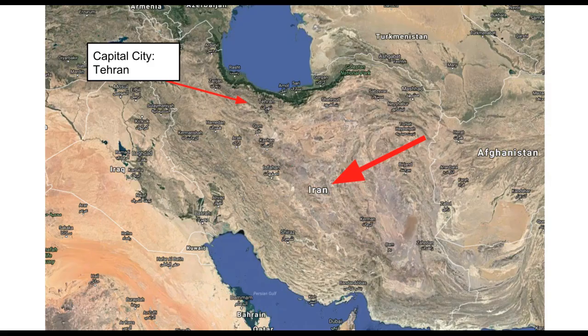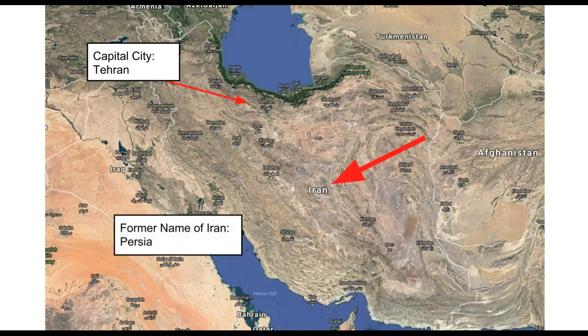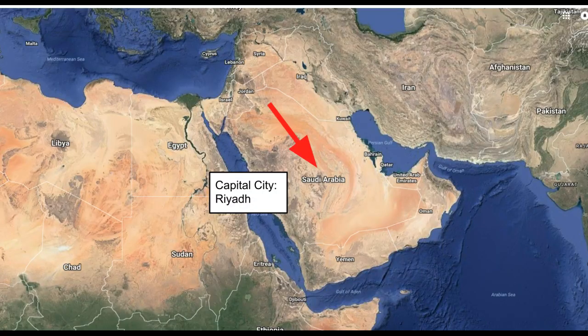Next on our list is Iran. The capital city is Tehran, which is up here on the northern side. And Iran is actually the former region of Persia. If you have ever heard of the Persian Empire, this is basically what Persia was, and that used to be the Persian Empire.